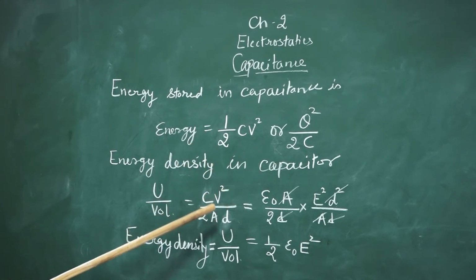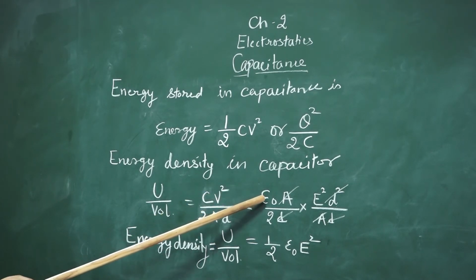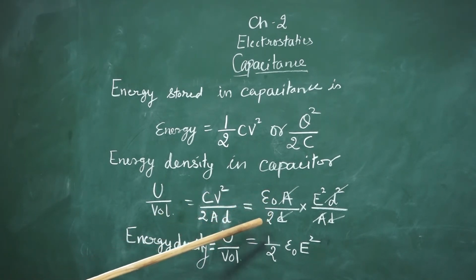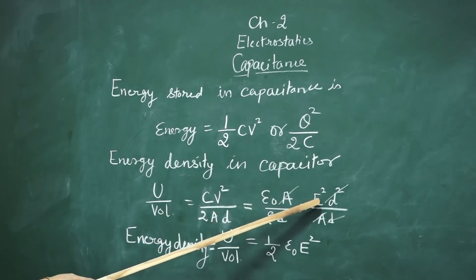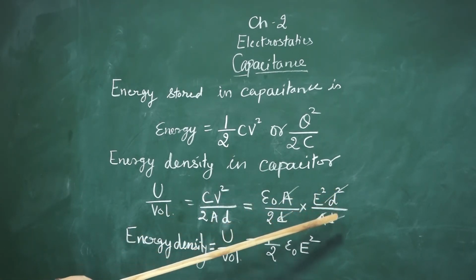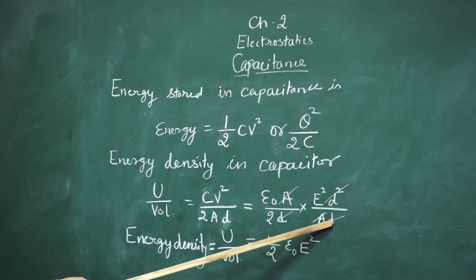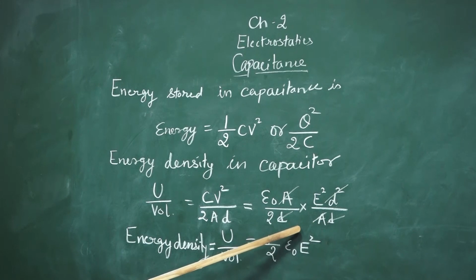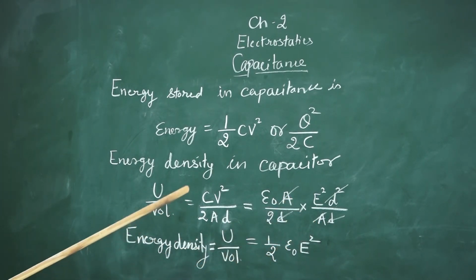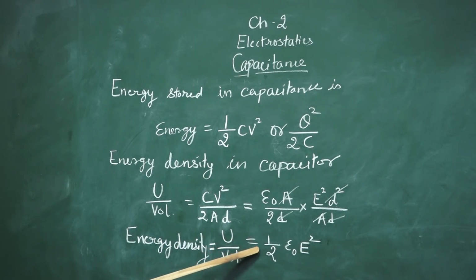We know that the C value with air came to epsilon naught A by D, and the V value we can write as ED, which is the relation between V and E. So it is squared. So we have written epsilon naught E square D square upon the volume AD. Now we have one D here and D square here, so they will get cancelled. A and A will get cancelled. The energy density for the capacitor is now half epsilon naught E square.